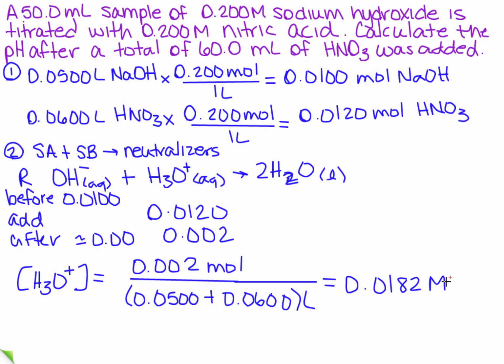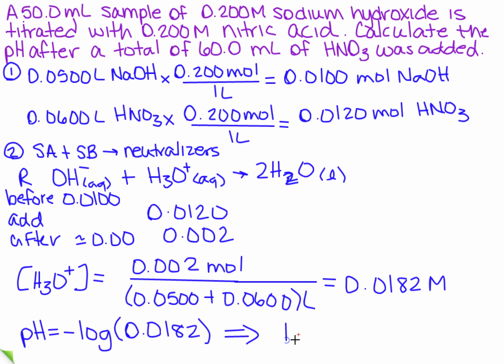Remember, I'm not looking for the concentration. Ultimately it wants me to find the pH. So to find the pH, I need to take the negative log. So I'm going to take the negative log of the number we just obtained, 0.0182. And I need two numbers after the decimal place, so I'm going to get 1.74.